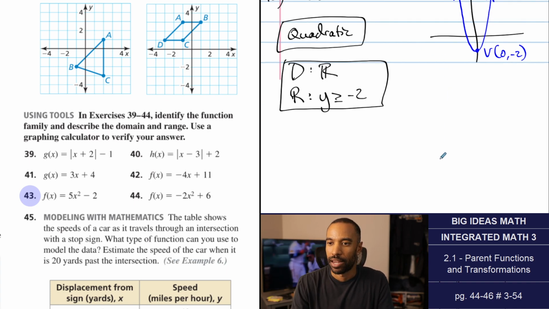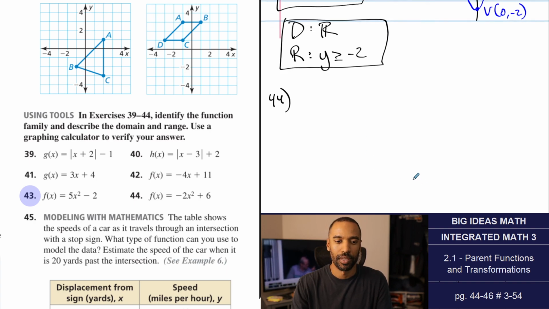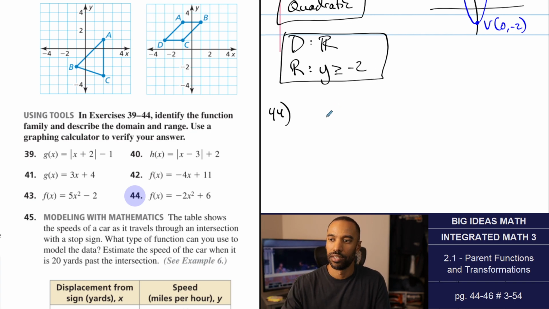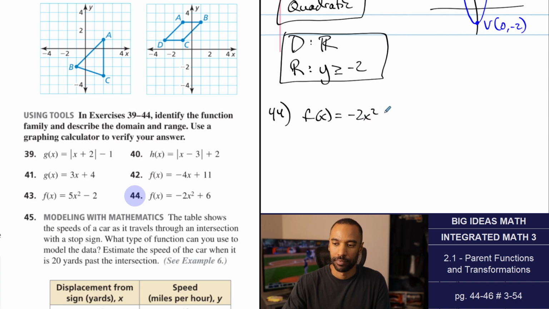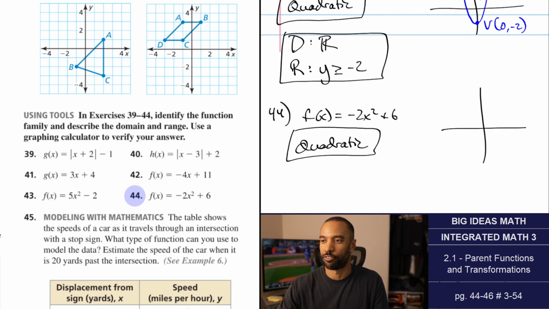Okay. And I'll stay on this side with the no lines here. Number 44, we have f of x equals -2x squared plus 6. Once again, a quadratic. One difference, and an important one. What is it? Well, it's still a quadratic, but we turn that smiley face into a frowny face.